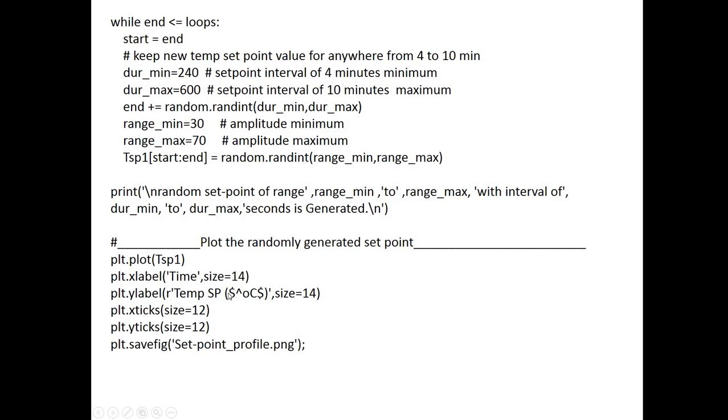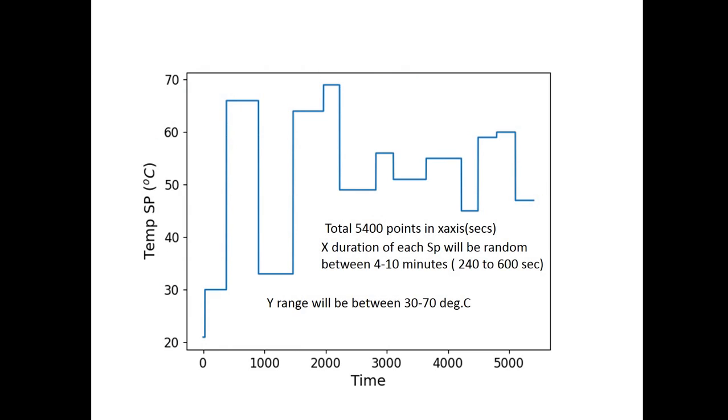Now these are just plotting functions, etc. You can see this is what it will create at the end of the program. Initially, as I said, 30 is kept. From there random set points will be generated. You never know which one will be generated. And the width, 240 to 600 seconds, the program itself decides randomly. So whatever you get, you should be happy with. Some kind of profile will be created like this: random set points and random widths of the duration of the set point.